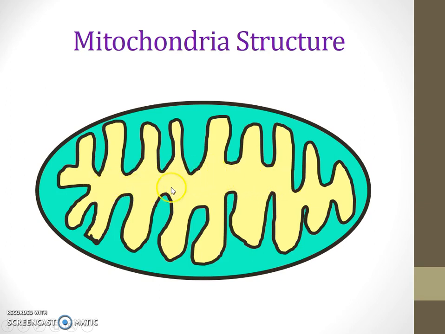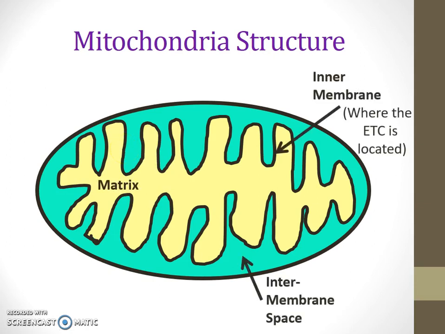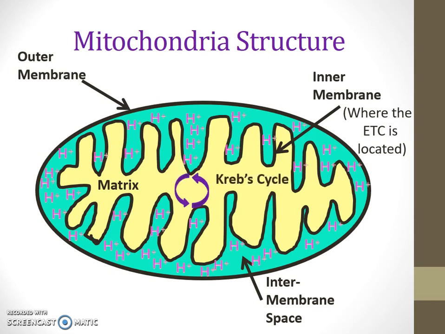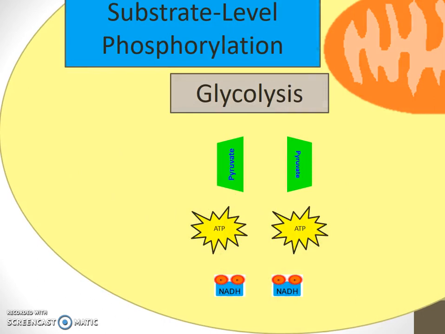Now it's within this orangish yellow color, this matrix area, that the Krebs cycle or the citric acid cycle is going to occur. So we have the intermembrane space, that is basically where the proton gradient becomes established during the electron transport chain, and then the Krebs cycle is what happens in the matrix. So let's pick up where glycolysis ended.